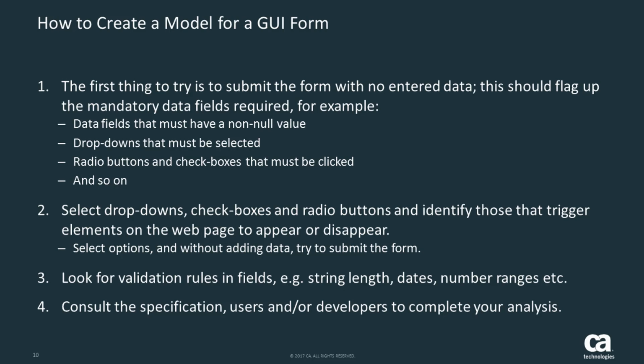Beyond that, for each field, we're looking for validation rules. So a drop-down gives you no choice at all except what's available. So all should be valid. But with text boxes, values like dates and numbers, think through what validation rules exist behind those fields. Finally, you need to consult your sources of knowledge, the spec, users, developers, to complete your analysis, to fill in the gaps in your knowledge.